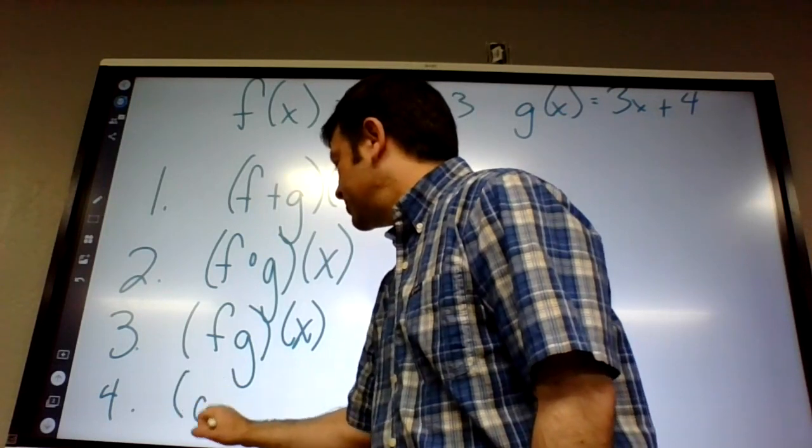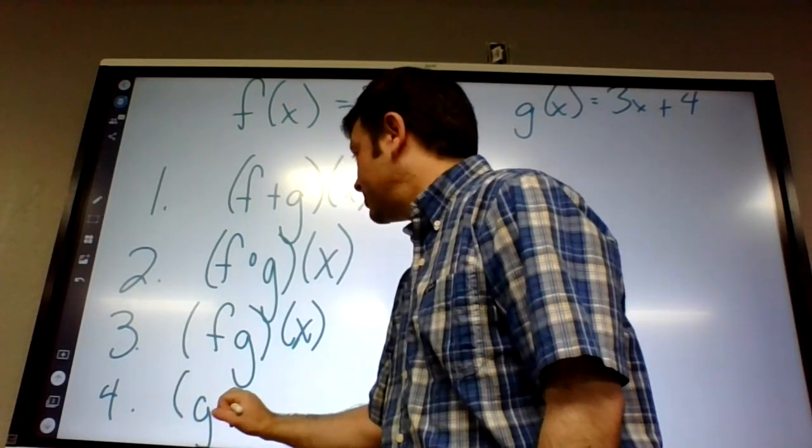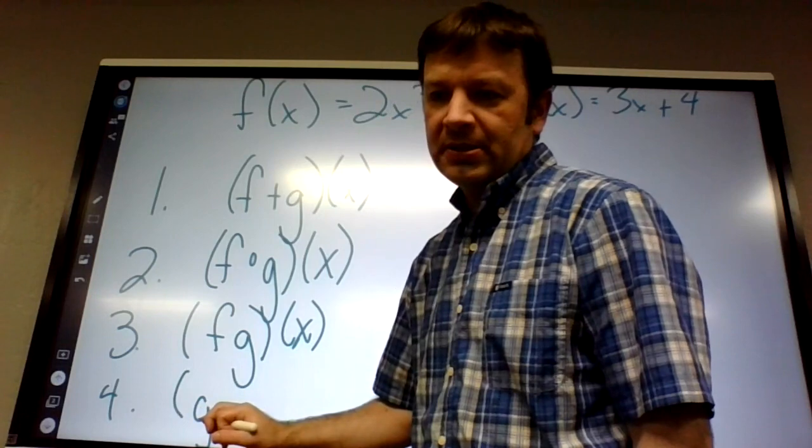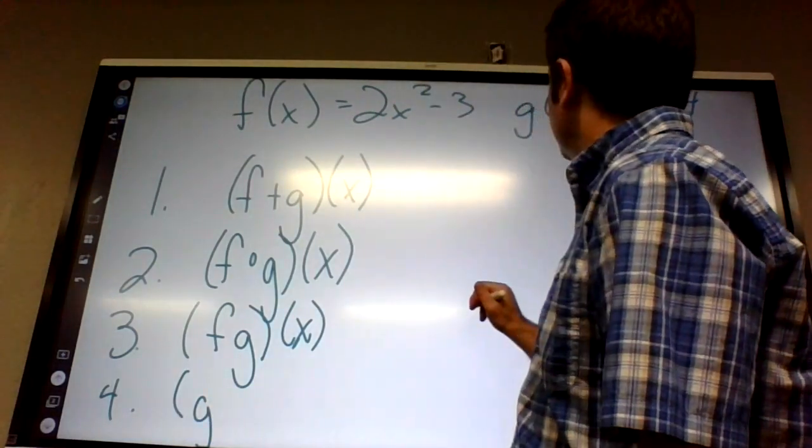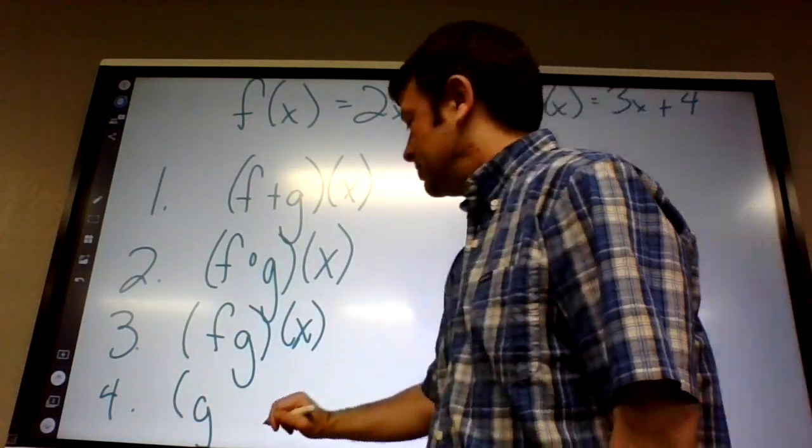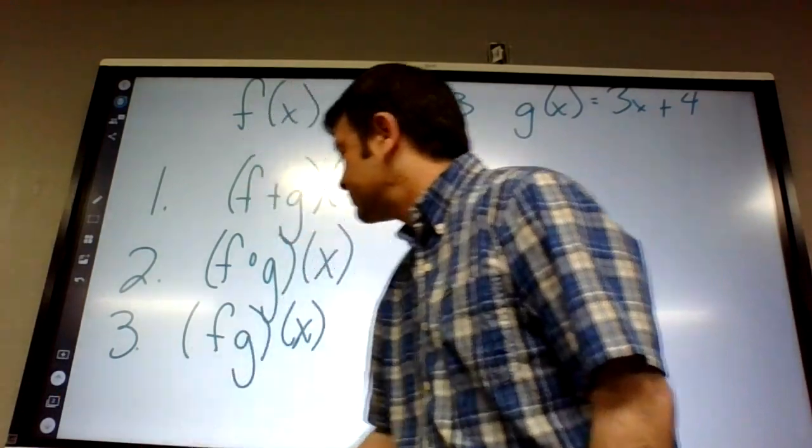I guess we'll do two of those. I don't know if I want to spend time on that. So, with the X being right next to it, that just means F of G. Yeah, we'll skip that one.